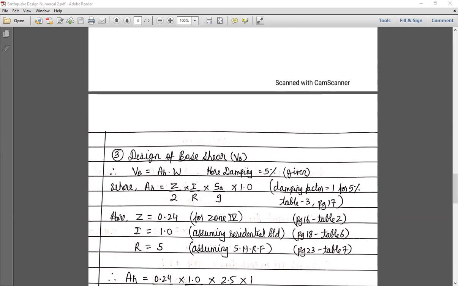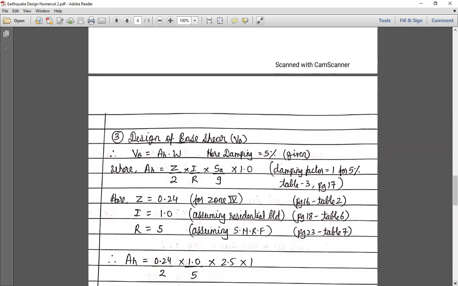Okay, so damping is 5%. For 5%, the factor is 1. You can just check on page number 17, table 3. Now again, the zone factor is given to us in the question, zone 4. So the value of Z is 0.24.